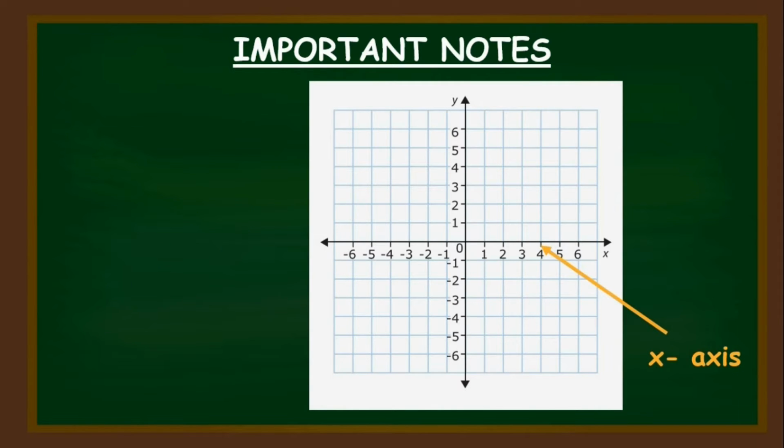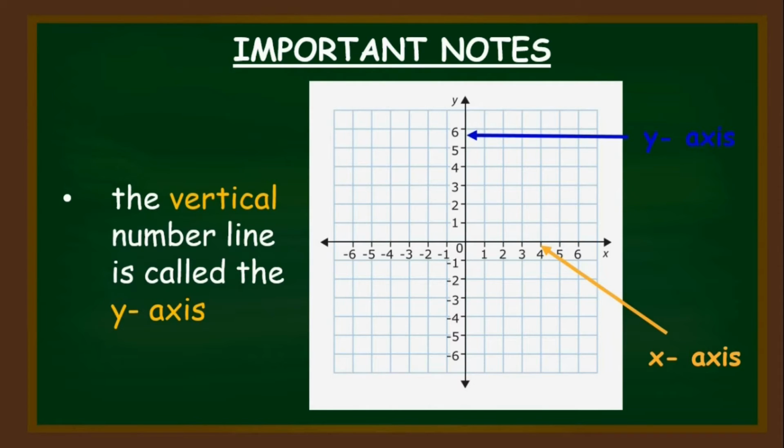And the second one is the vertical number line, which is called the y-axis. So in this case, it extends indefinitely going upwards, which covers all the positive real numbers for the y-axis. And it also extends indefinitely going downwards, which covers all the negative real numbers for the y-axis.